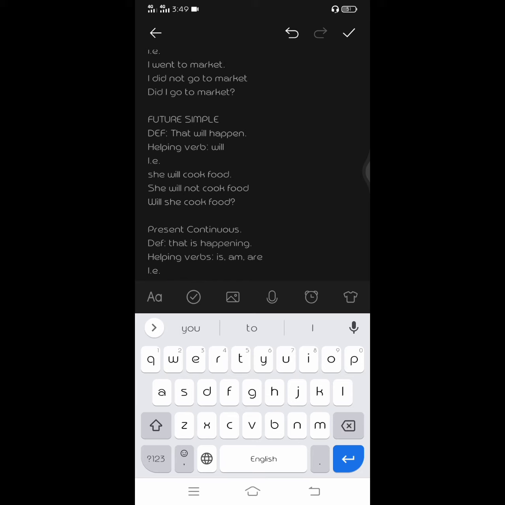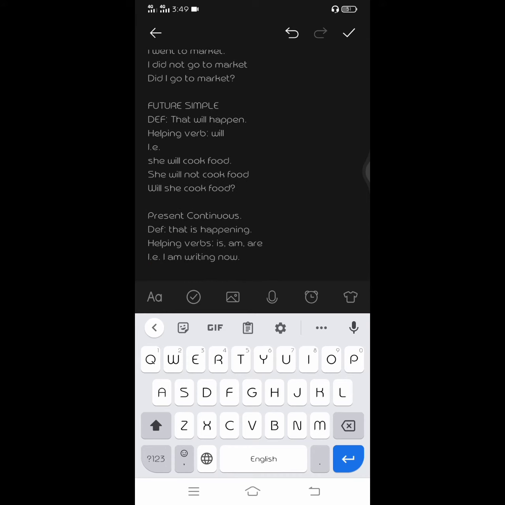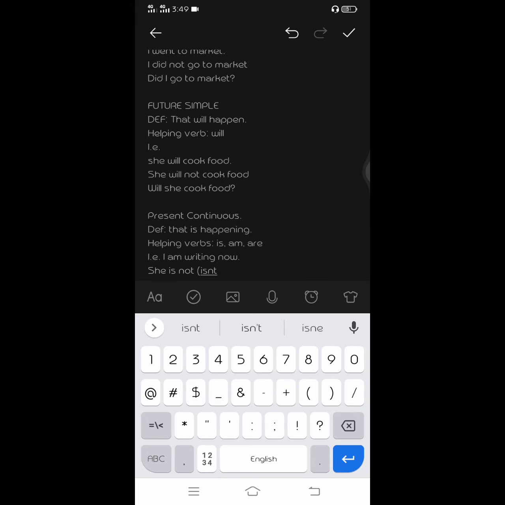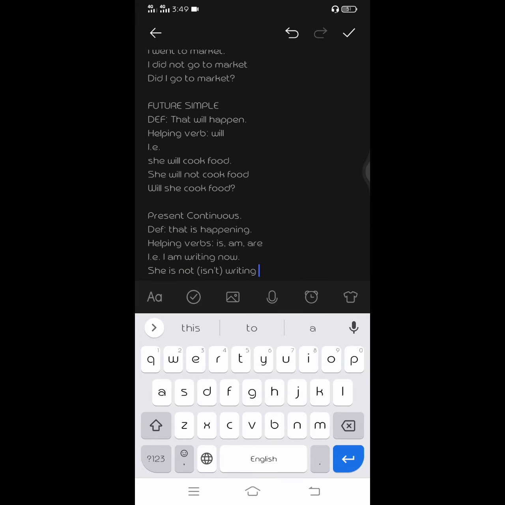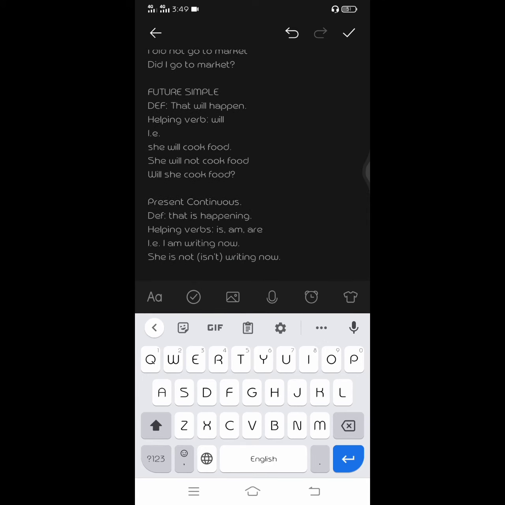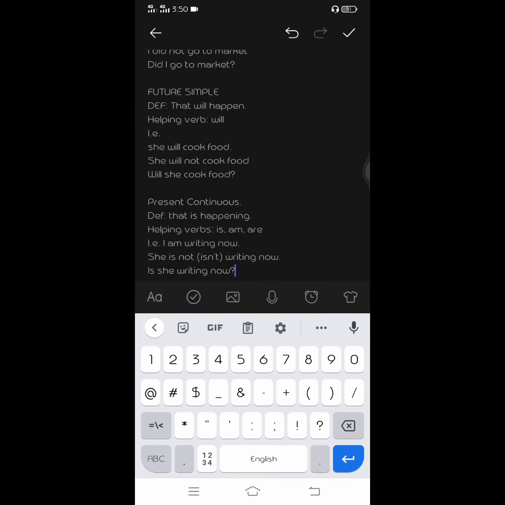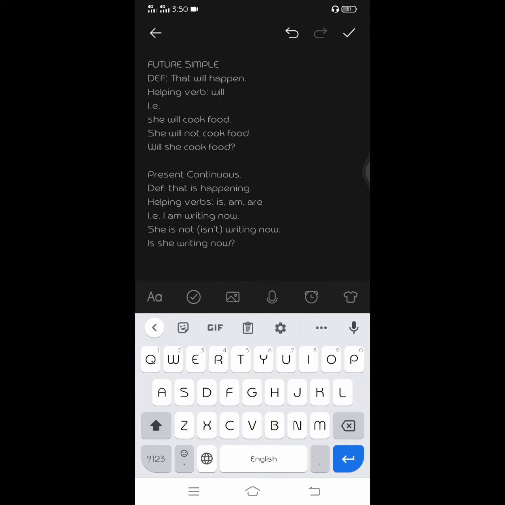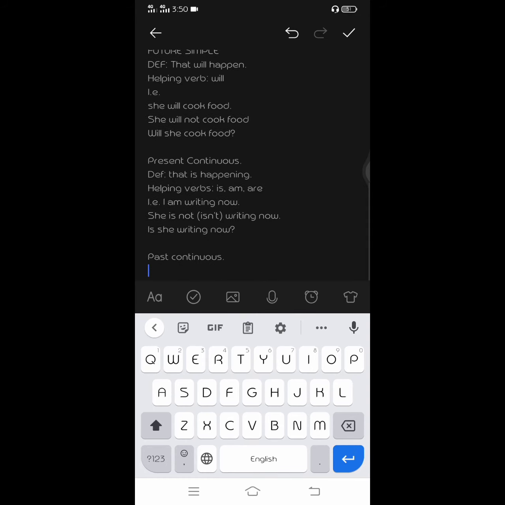So suppose if I'm saying I am writing right now, so I am writing now, right? And if I'm going to form a negative, so suppose with she, so she is not, which can be isn't as short form, writing now. And an interrogative, it's going to be is she writing now. Moving on to the next part, which is a past continuous tense.